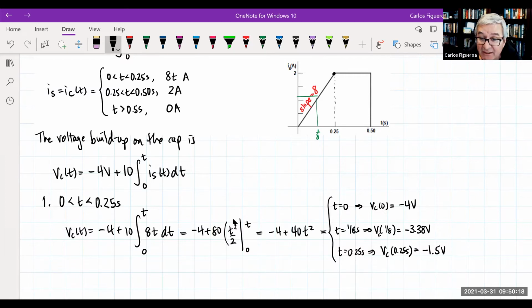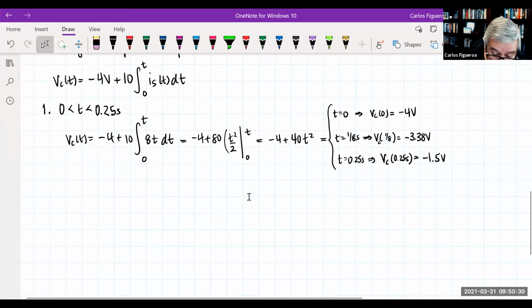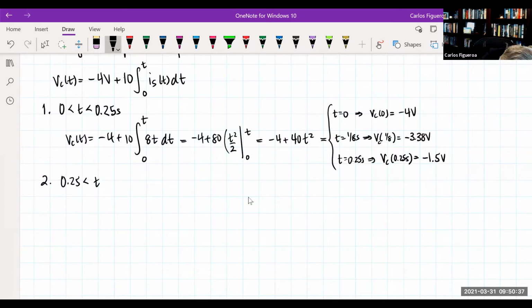So you could see that as charge flows onto the capacitor, what I mean is more positive charge, you're reducing the amount of negative charge on that. So that answer makes sense so far. Now let's go to the second interval. The next interval should be 0.25 up to half a second.